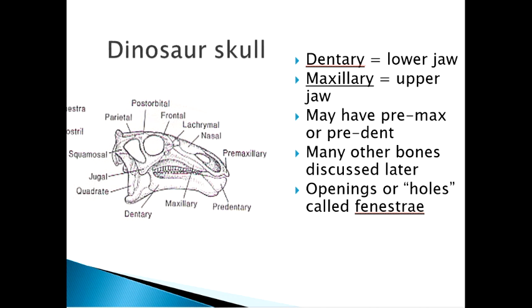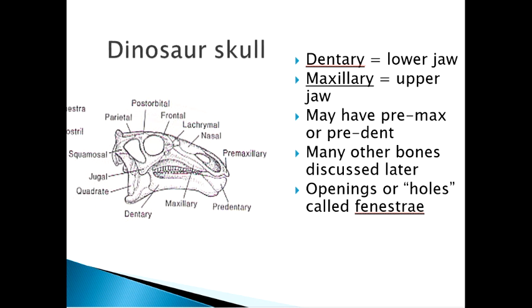The dentary is the lower jaw, the jawbone. We have that as well. Your lower jawbone is called your dentary. And the maxillary is the upper jawbone. So the maxillary is the bone that your upper teeth are in. These dinosaurs can have a bone in front of it, so more distal from the body, you would call that a premaxillary or a predentary. And then there's a whole bunch of other things.